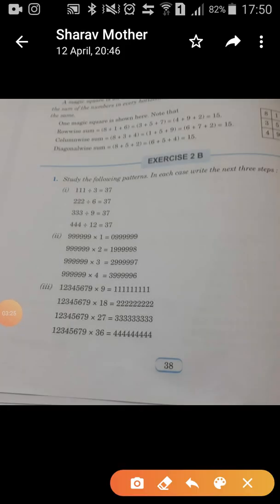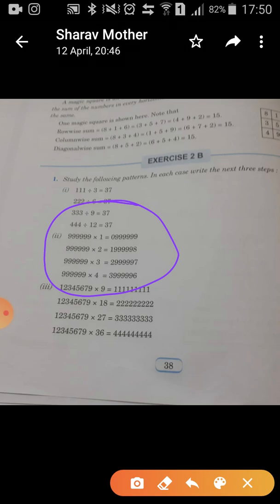Okay guys, now let's move on to the next pattern. I want you to pause the video, look at this pattern for 30 seconds, and then go ahead with the video. Please pause the video and look at it for 30 seconds. I will keep on continuing.